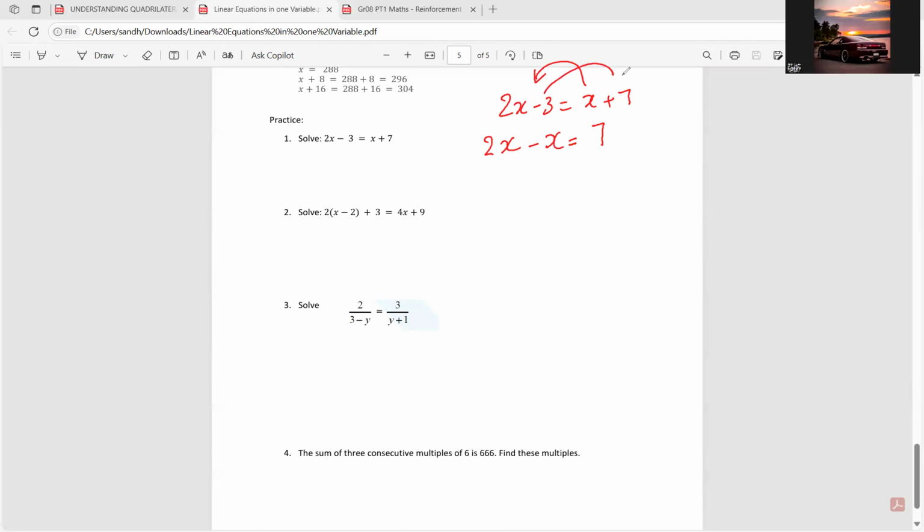Ma'am, can I do it? No, listen. 7 plus 3. So 2x minus x is equal to 7 plus 3, which is 10. So the answer is 10. Okay. Got it.